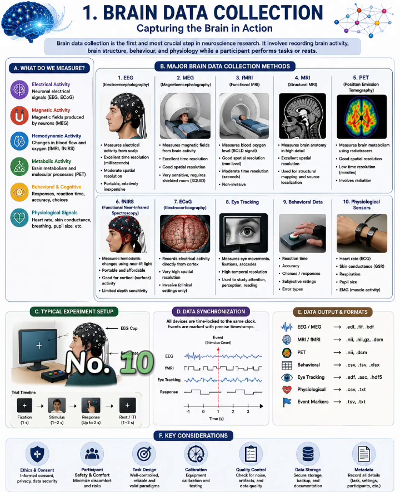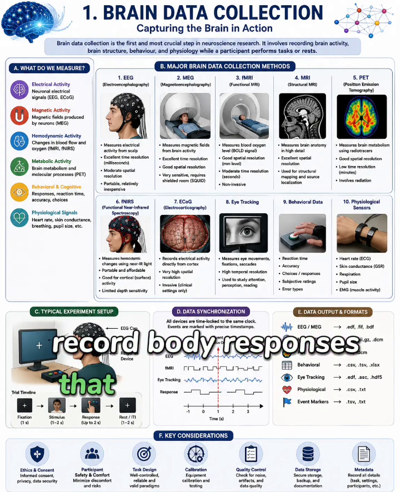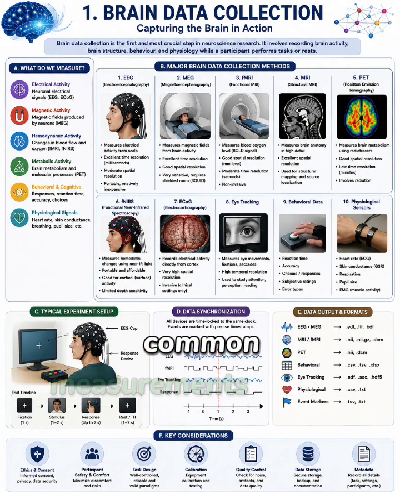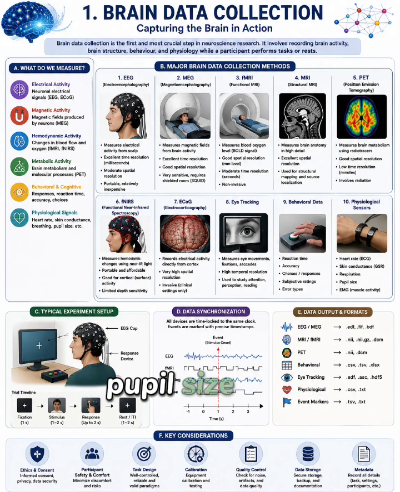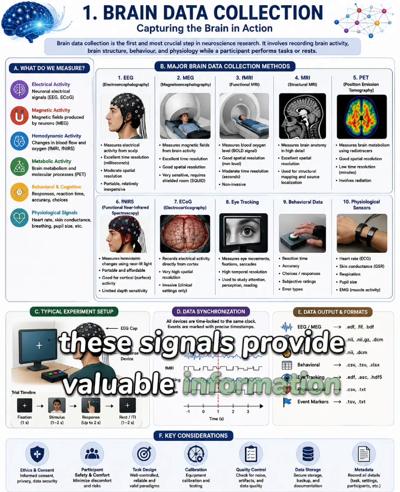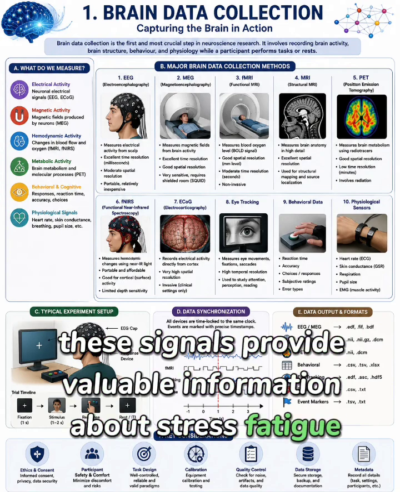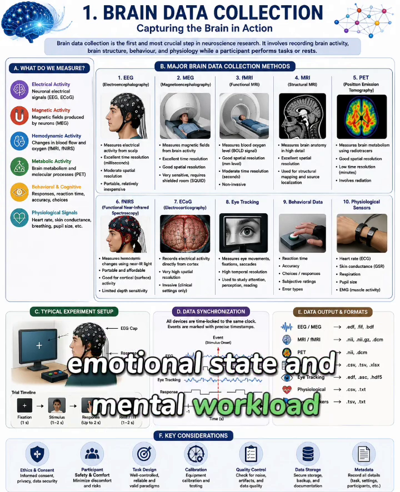Now, number 10, physiological sensors. Physiological sensors record body responses that accompany brain activity. Common measurements include heart rate, ECG, skin conductance, GSR, respiration, pupil size, EMG, muscle activity. These signals provide valuable information about stress, fatigue, emotional state, and mental workload.